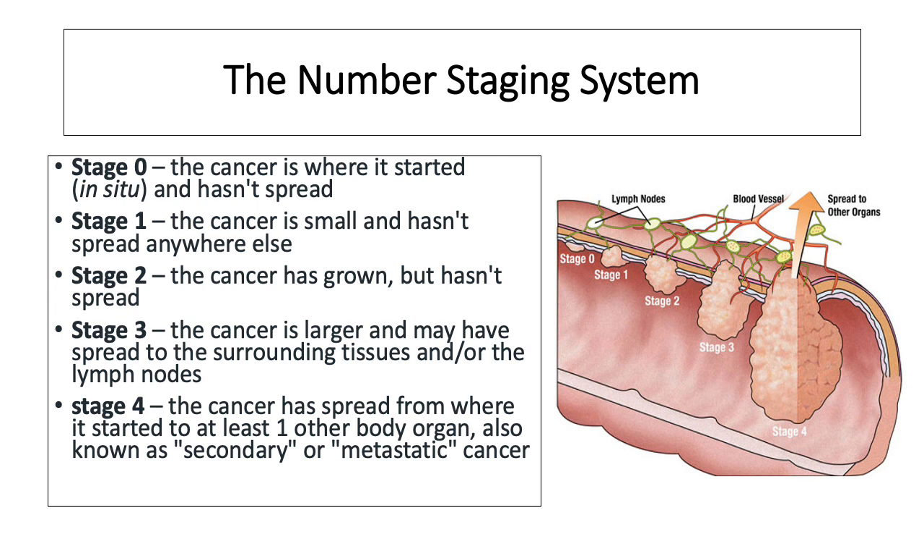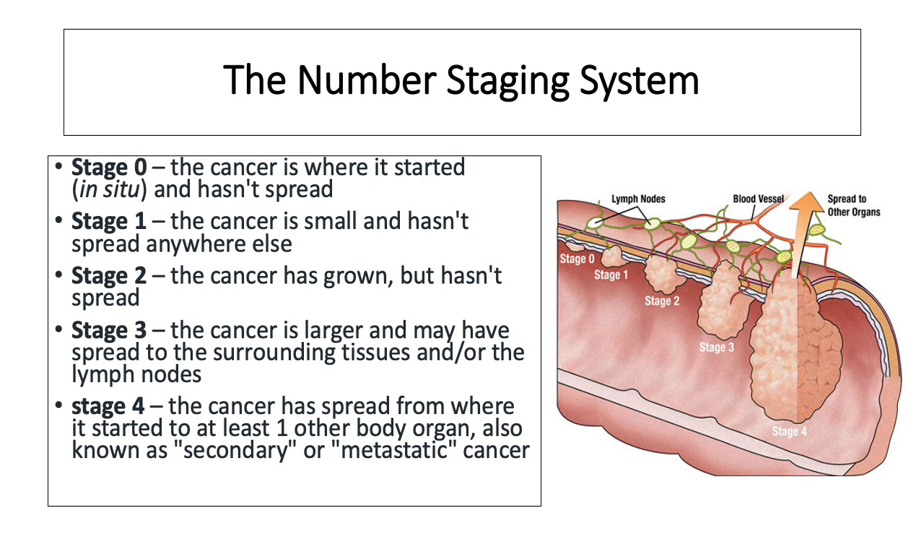Stage 1, the cancer is small and hasn't spread anywhere. Stage 0 and stage 1 can probably still be dealt with using chemotherapy or surgery or whatever else. Stage 2, the cancer has grown but hasn't spread. Much bigger now, we can see it, but it has not spread. Stage 3, the cancer is larger and may have spread to surrounding tissues, and or to the lymph nodes.